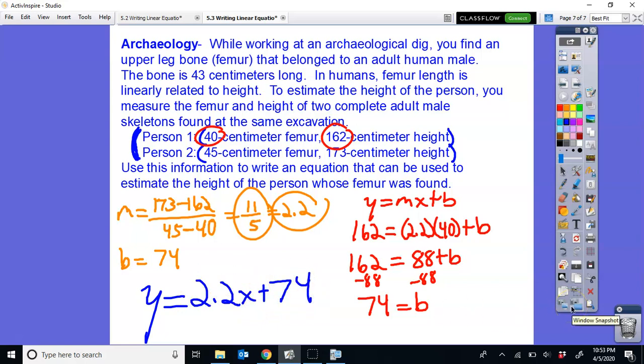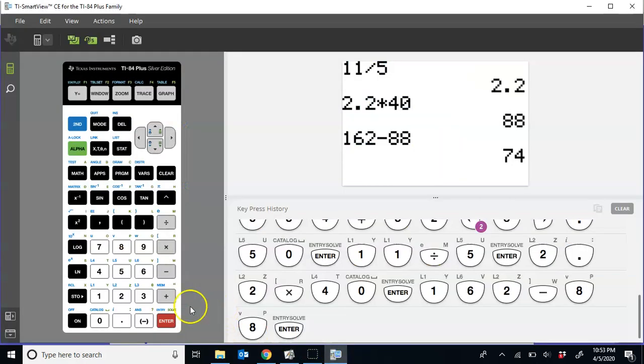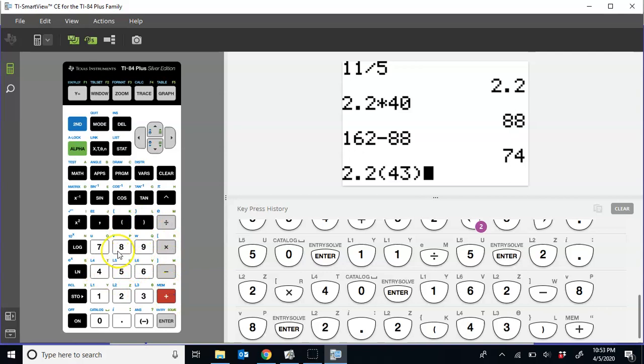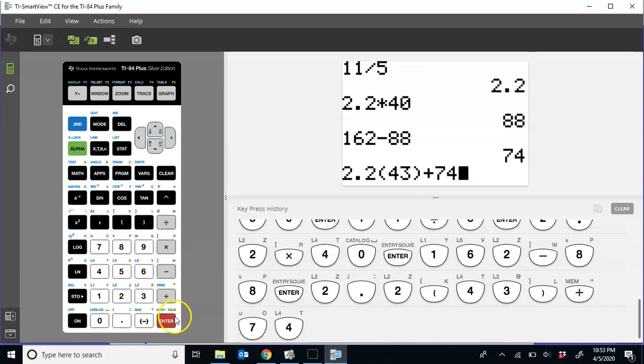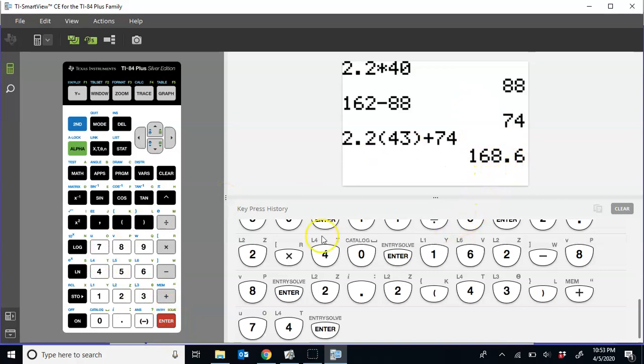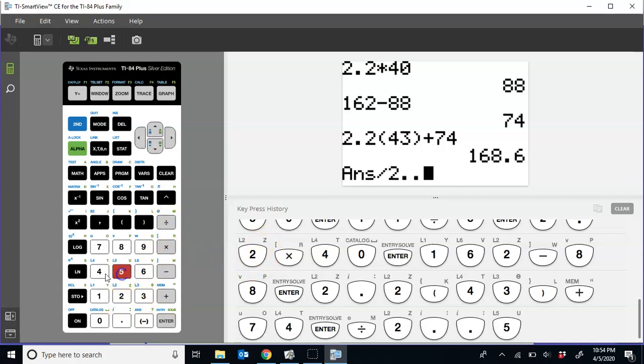And what that means is, if I can use this equation now, anytime I find a centimeter for somebody, a femur for somebody, I can measure it, put it here, and find out how tall they are. So this guy, I can take 43, plug it in here, and do 2.2 times 43 centimeters plus the 74 beginning amount, press enter, and that's how tall that guy is: 168.6 centimeters.